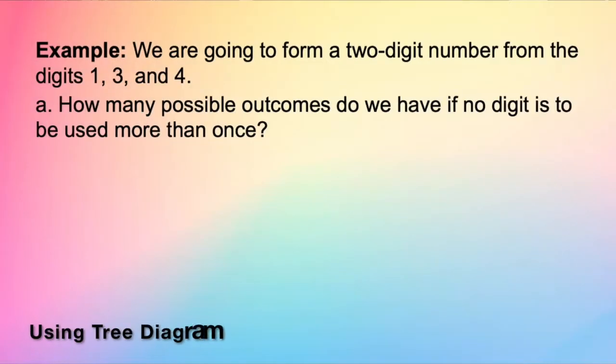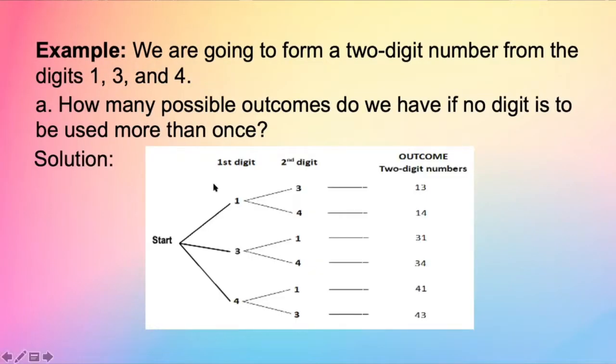Let's have now the tree diagram. For the first digit, we have 1, 3, and 4. Since each number cannot be repeated, there are only two possible numbers to be used in the second digit. For instance, if 1 is used in the first digit, it will not be used anymore in the second digit. Instead, 3 and 4 are the only numbers to be used in the second digit.